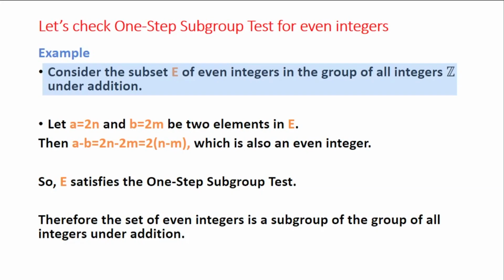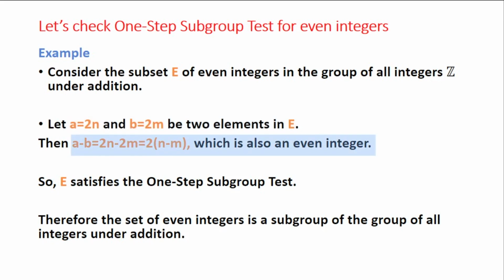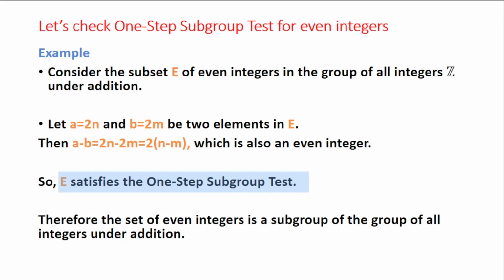Let's check the one-step subgroup test for even integers. For example, consider the subset E of even integers in the group of all integers Z under addition. Let a = 2n and b = 2m be two elements in E. Then a - b = 2n - 2m, which is again 2(n - m), which is also an even integer. So, E satisfies the one-step subgroup test. Therefore, the set of even integers is a subgroup of the group of all integers under addition.